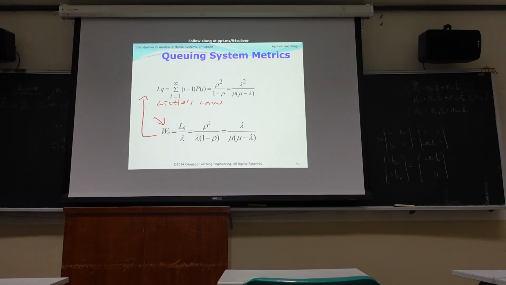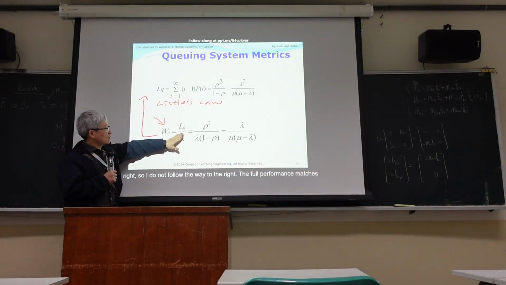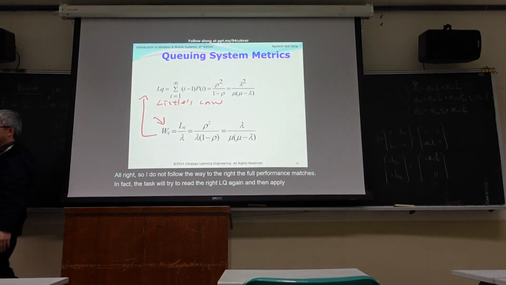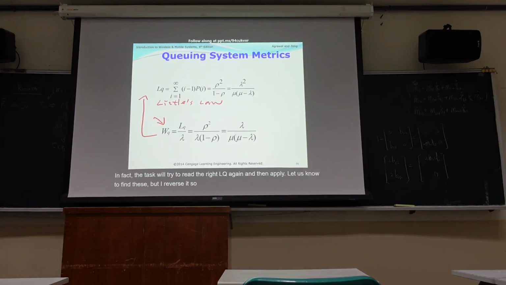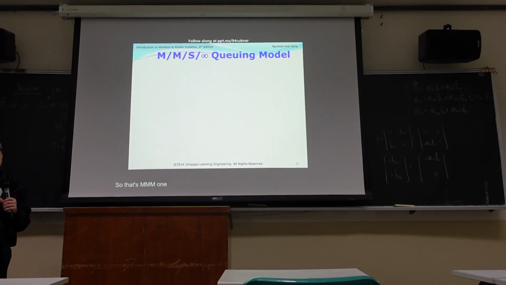Alright, so I did not follow the usual way to derive the full performance metrics. In fact, the usual way is to derive LQ first and then apply Little's law to find these, but I reversed it. So we have a way to get the full performance measures once we specify one, or maybe derive one, and then we can have the results. Well, that's it. So that's M/M/1. And later, similar relationships can be applied to the generalized system. Later we will know it is called M/G/1.